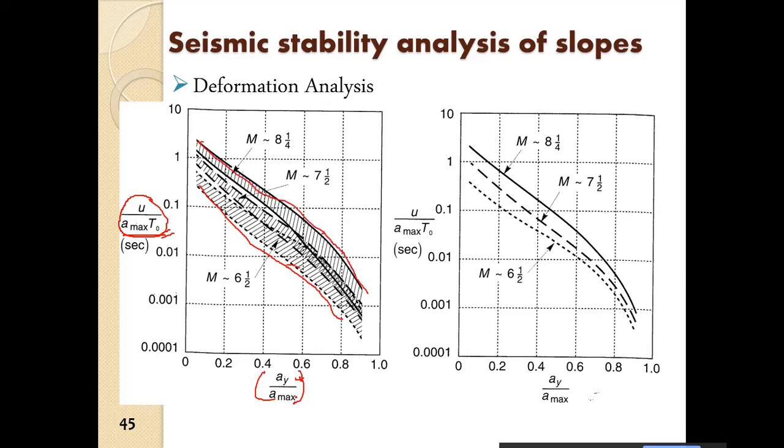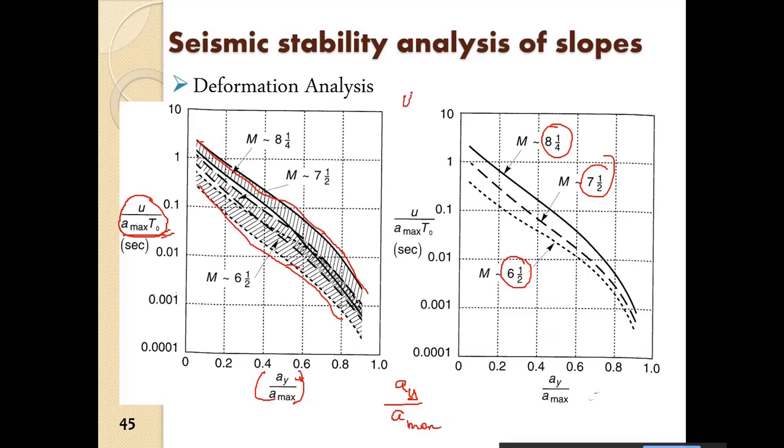Okay, if they plot it like that, ultimately they gave, for various earthquake magnitudes, the displacement ratio, that is the displacement by A max T naught, against the ratio AY by A max. So if we know AY by A max, we find out here what the magnitude of the earthquake is, and from here we find out this ratio.